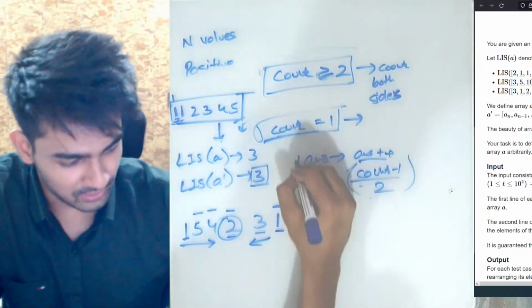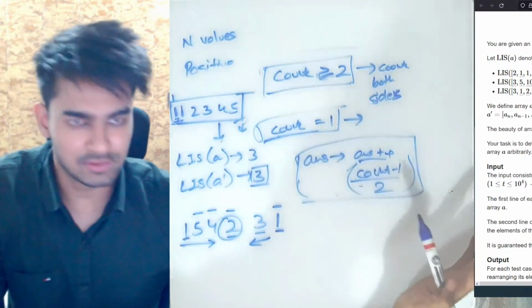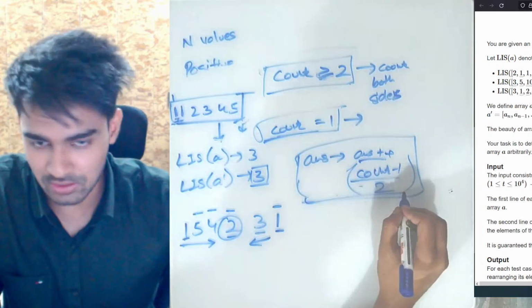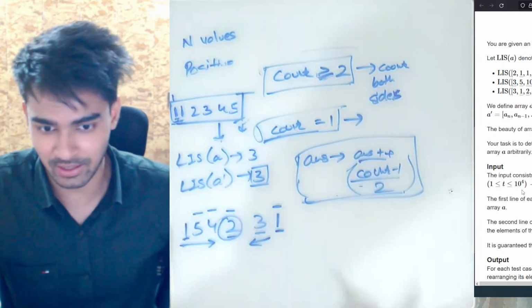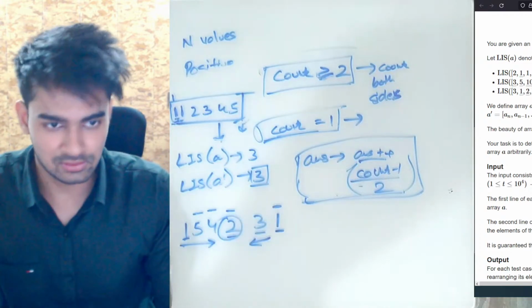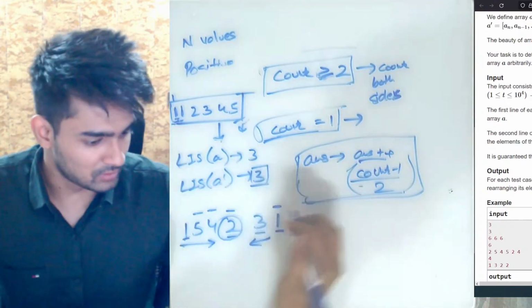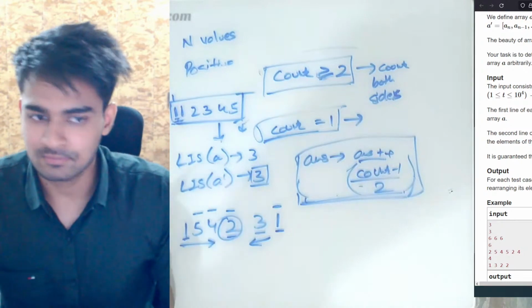Is this clear to everyone? It's all about observation only again. There's no particular logic to this one. You just observe how the array is going to be arbitrarily arranged, and then you do this. So is this clear to everyone?